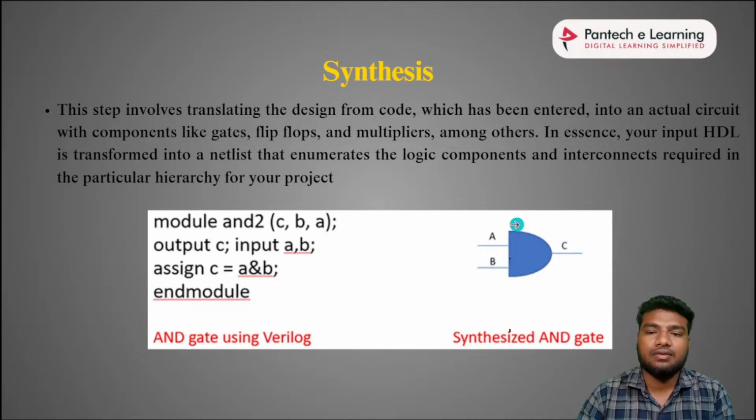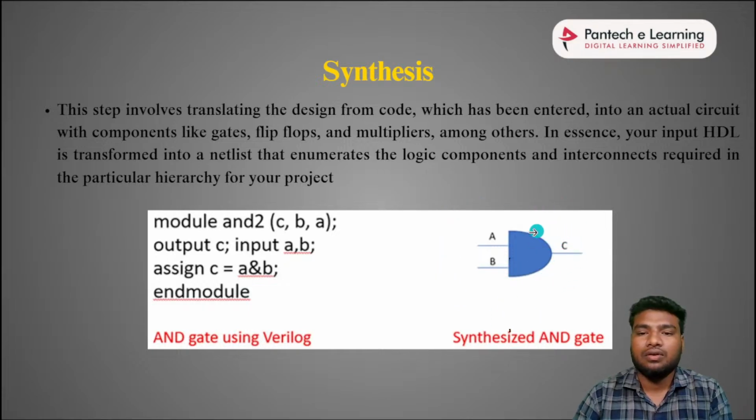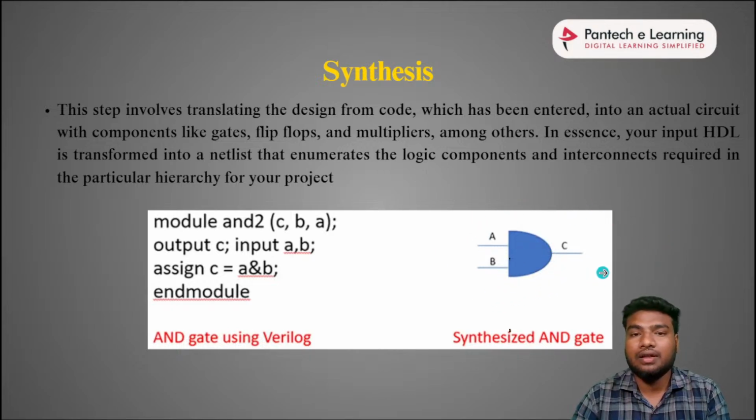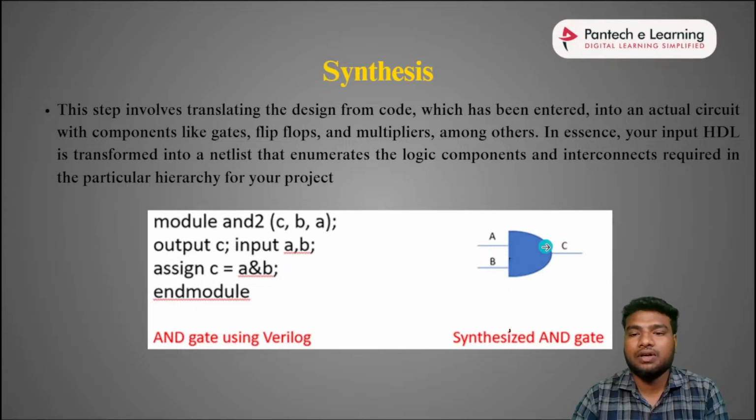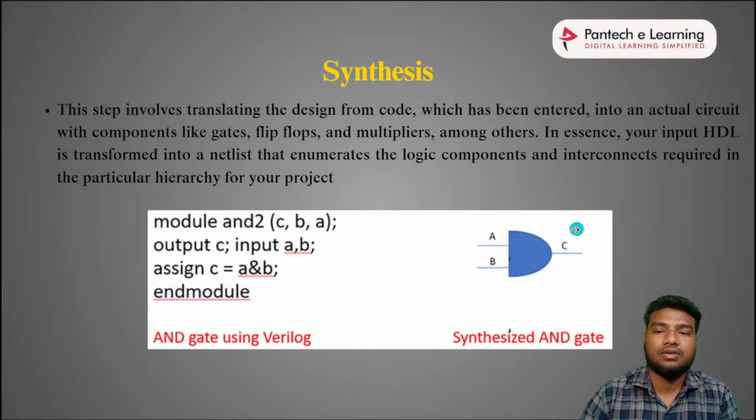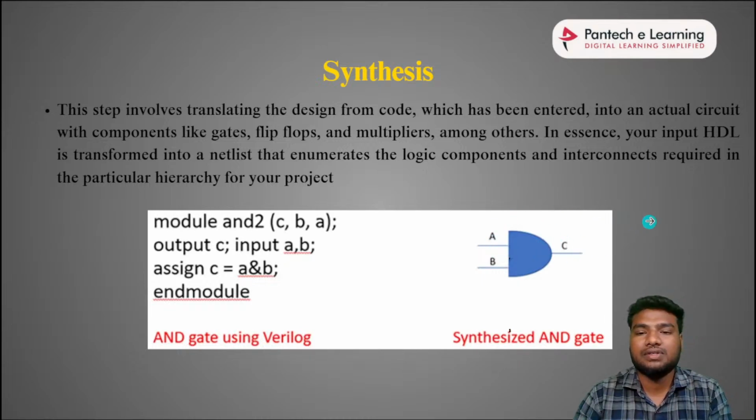Take a full adder: a full adder consists of AND gates and XOR gates. For connecting one gate to another gate, we need a wire. So the tool also assigns the wire. Wire means nothing but netlist. I will tell you more in an upcoming slide session.